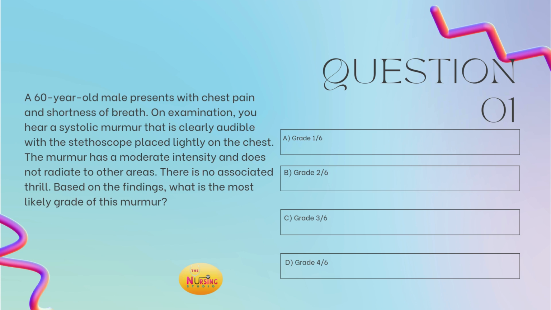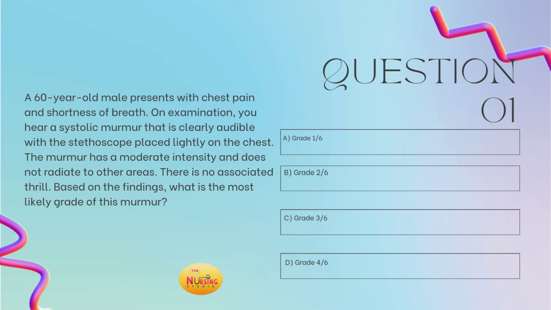All right, so y'all know I always recommend reading the stem of the question first, as it allows you to slow down to ensure you're answering what is truly being asked of you, right? So here, the stem of the question states, based on the findings, what is the most likely grade of this murmur? So this is telling you everything you need to know, right? That we are simply trying to grade this murmur, right? So let's run it back and see what's going on.